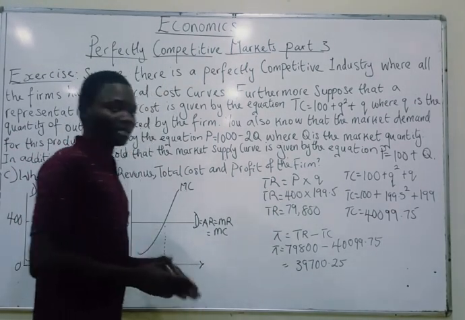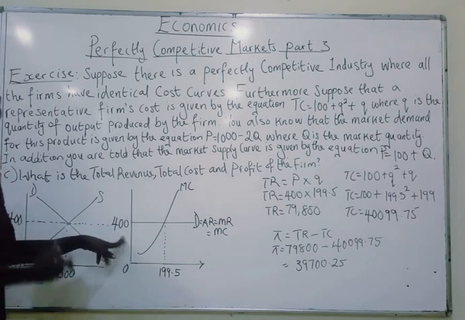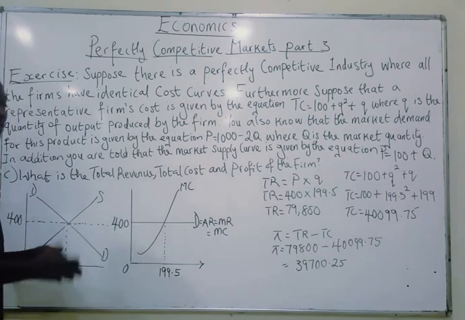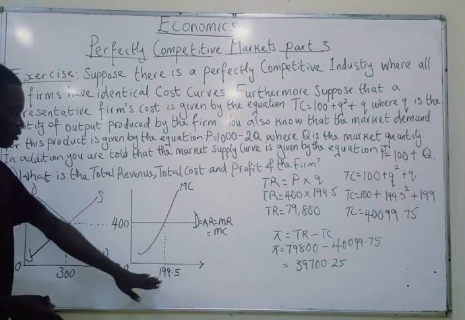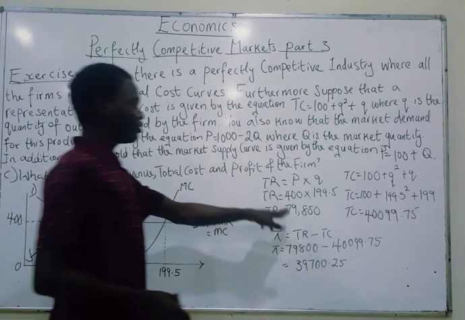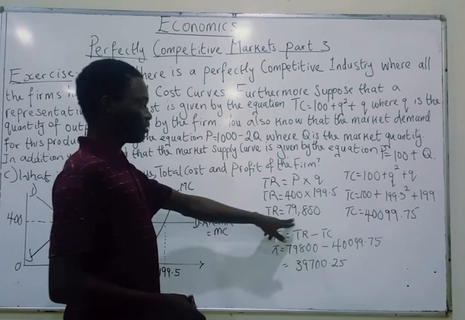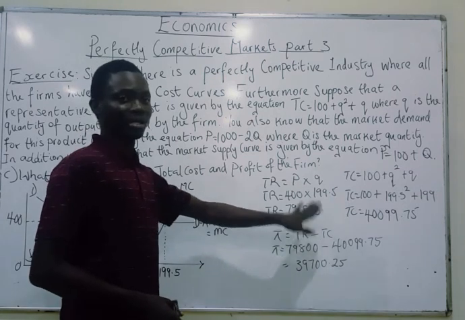So we have the price. The price taken from the market is 400. Then the quantity we obtained when we equated P equals MC is 199.5. So 400 times 199.5 is equal to 79,800 naira. So that is the total revenue.